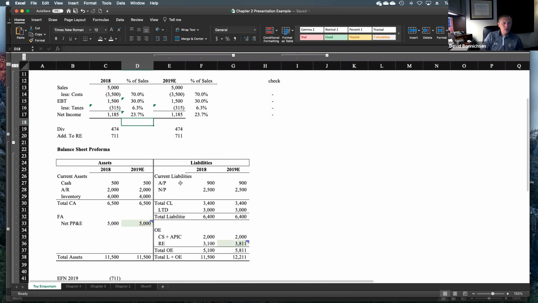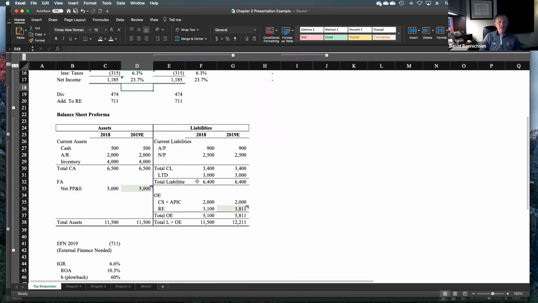Okay. The balance sheet for 2018 tells us that we had $500 in cash, $2,000 in AR, and $4,000 in inventory, so our total current assets are $6,500. It told us that we had $5,000 in NFA, for total assets in 2018 of $11,500.